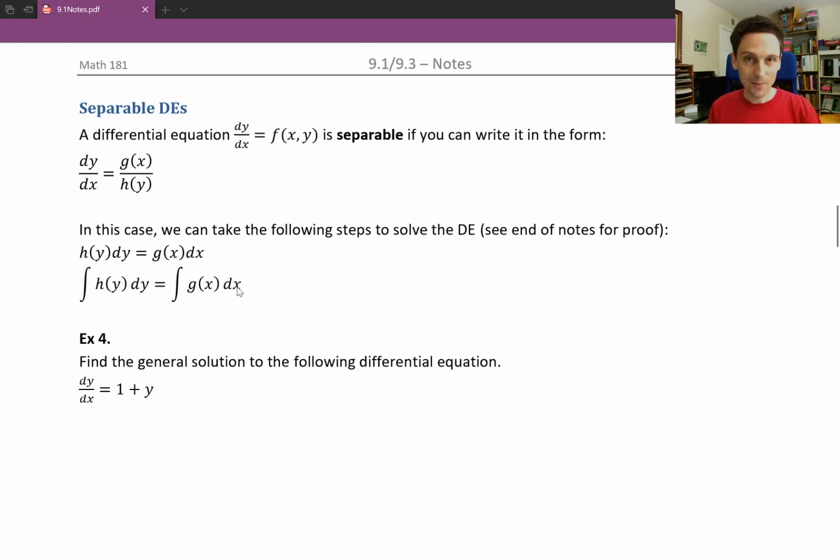Now these steps take proof. We can't just grab this dx and put it over to the right hand side. That's heresy. So they take proof. And at the end of these notes we're going to prove why we can take these steps. But for now, we're just going to take them for granted and see some examples of how we can use them to solve a separable differential equation.